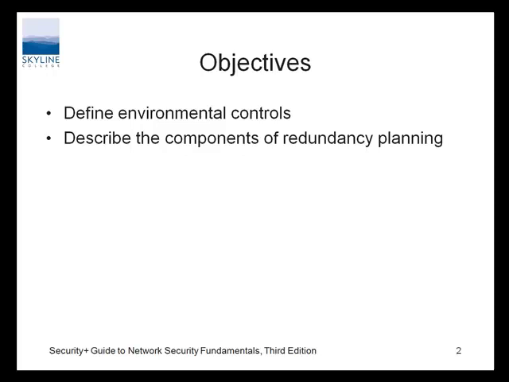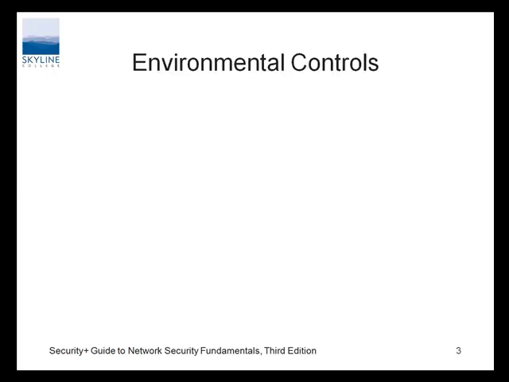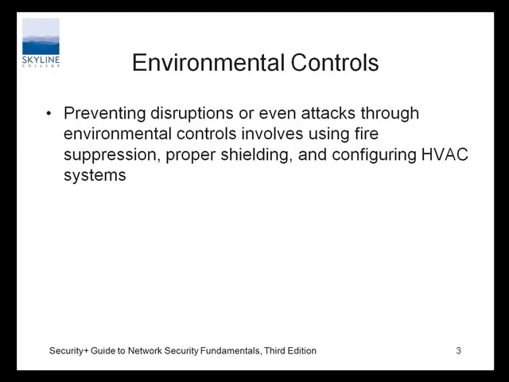The components of redundancy planning. Redundancy so that if we lose a disk, we can continue to operate. This is where RAID comes in. This is different than backup and restore. Backup is where we have an absolutely separate copy of everything and we're able to restore it. List disaster recovery procedures and describe incident response procedures, things that you talked about already.